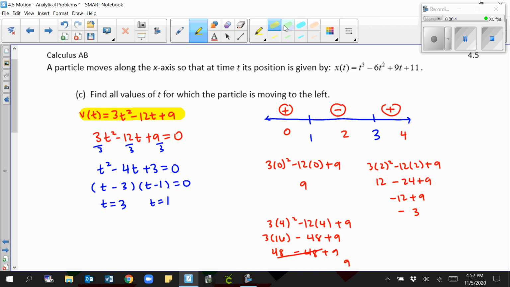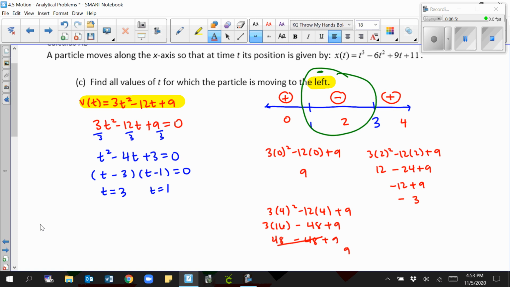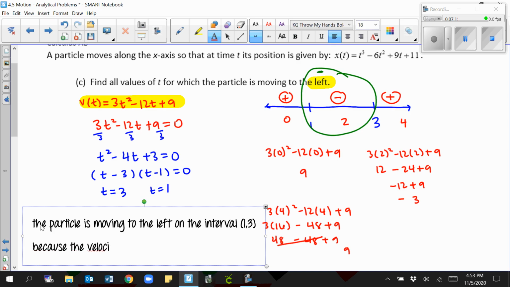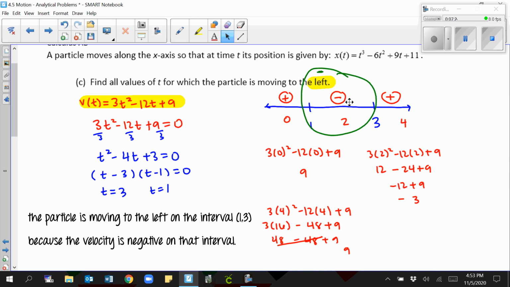So remember, if I'm looking for where it's moving to the left, that's going to be when it is negative. So that's going to be this right here. So I can say that t is moving to the left when it's between 1 and 3. So I'm going to type that out for us. I'm going to say the particle is moving to the left on the interval 1 to 3 because the velocity is negative on that interval. So that's kind of our explanation for why it's moving to the left.